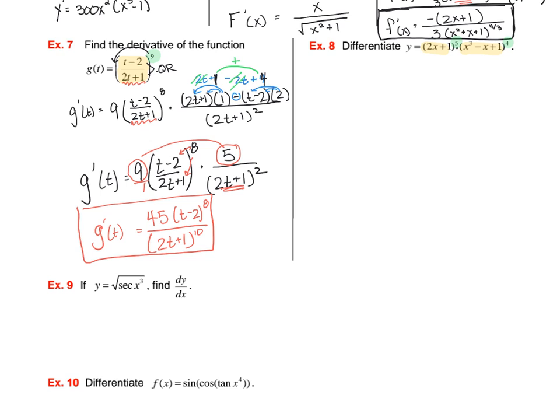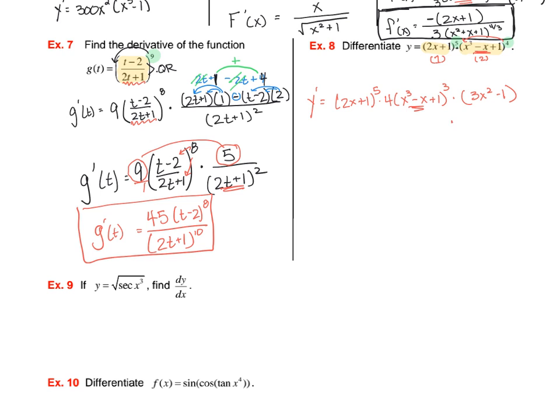So this is my first function, and this is going to be my second function when I talk about d1 and d2. Those are the ones we're talking about. So we have our first function, (2x plus 1) to the 5th, times the derivative of the second function, which means the 4 comes out front, (x cubed minus x plus 1) to the 3rd. Remember, this guy here stays the same, and then I have to multiply it times the derivative of the inside, which is 3x squared minus 1.